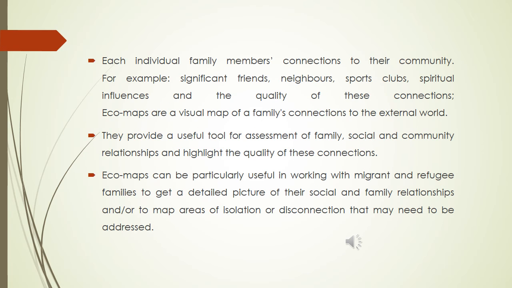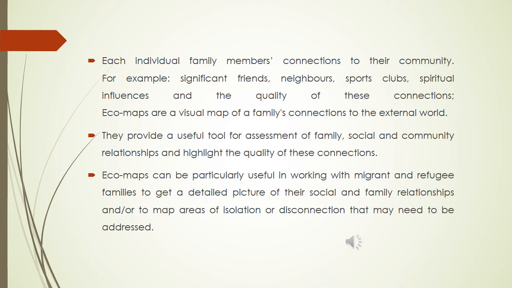Each individual family member's connections to their community, their friends, neighbors, sports clubs, spiritual influences, whether they are going to Isha, yoga or Art of Living, and the quality of these connections. Eco maps are visual maps of a family's connections to the external world. They provide a useful tool for assessment of a family's social and community relationships and highlight the quality of these connections.